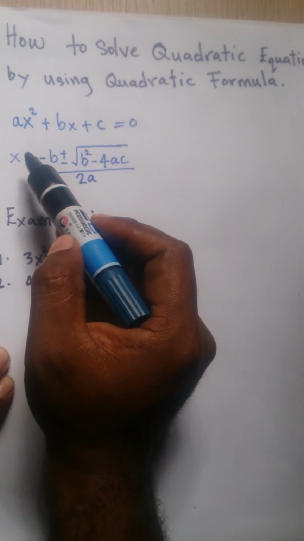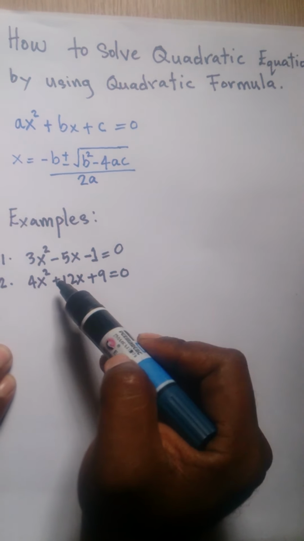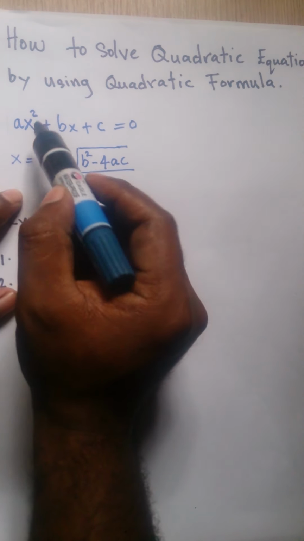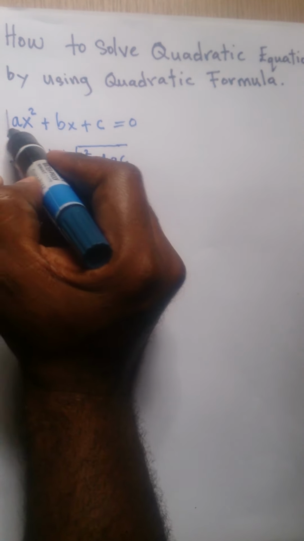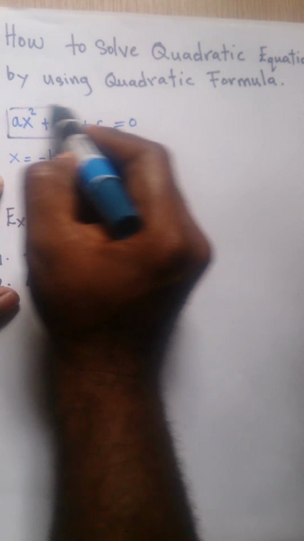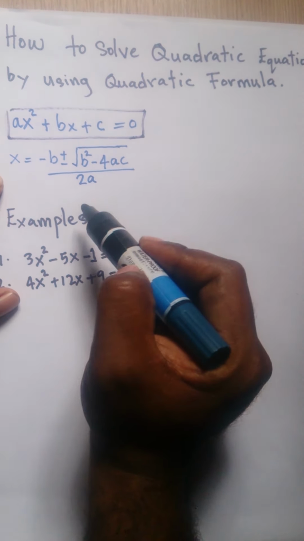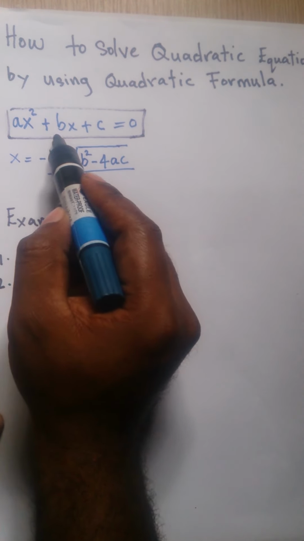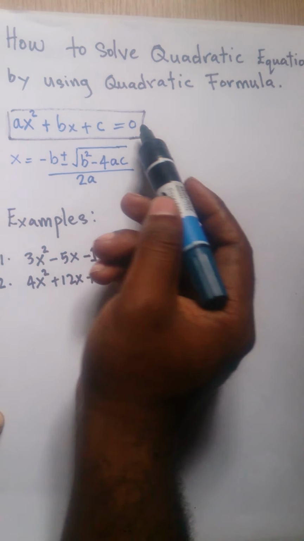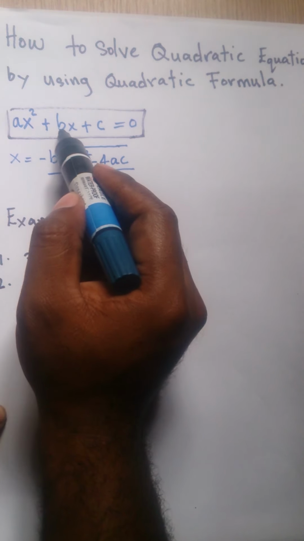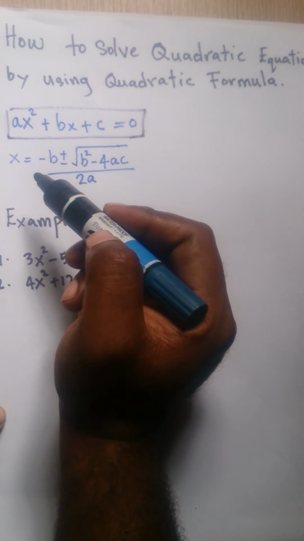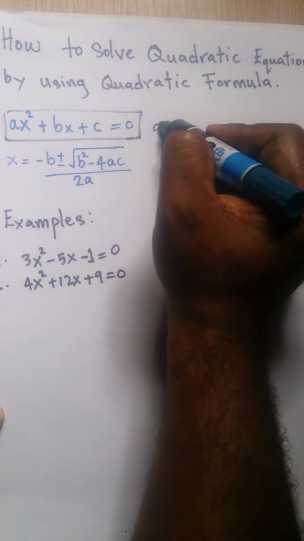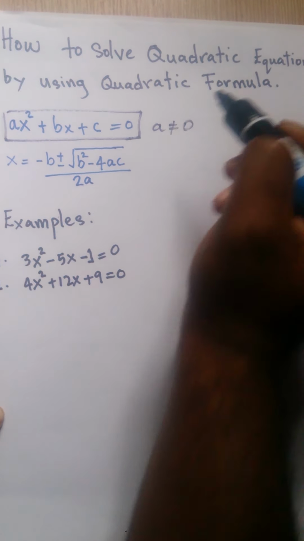Before we discuss the examples, let's talk about the standard form of a quadratic equation. We have ax squared plus bx plus c equals 0. We know that a, b, and c are the variables, and a should not be equal to 0.